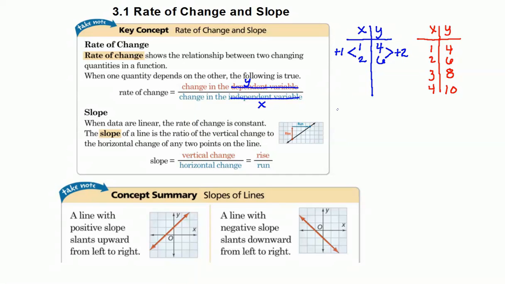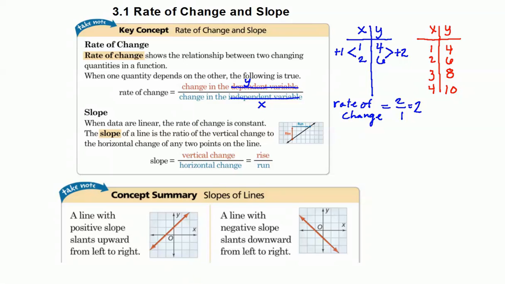So if I wanted to find the rate of change, I would write rate of change. That would equal the change in the y, which is a 2, over the change in x, which is a 1. So that means it's going to be 2 over 1, which equals 2. Okay, so that's the rate of change. Now let's talk about what is slope, and then come back to rate of change so you can see the difference as we go along.